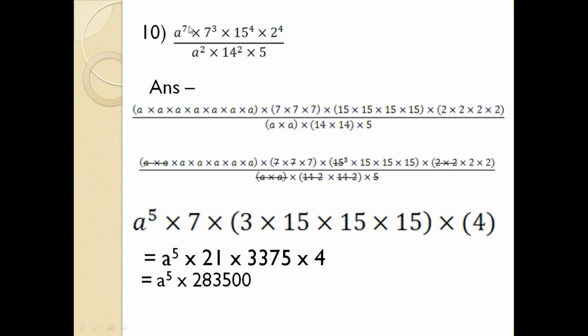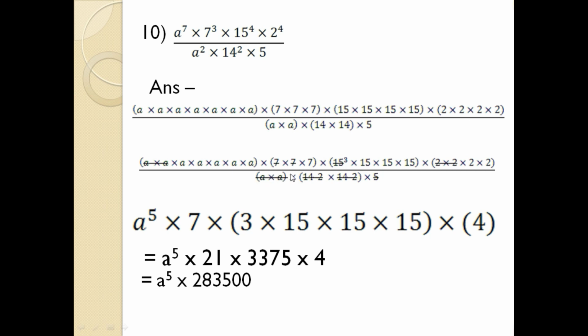Then here, a raised to 7 into 7 raised to 3 into 15 raised to 4 into 2 raised to 4, divided by a raised to 2 into 14 raised to 2 into 5. So what we have to do? We have to multiply this a 7 times. See, 1, 2, 3, 4, 5, 6, 7. So 7 times we have to take the a, then 3 times we have to take the 7, then 4 times 15, and then 4 times 2. Then here 2 times a, then 2 times 14, and then 5 on the denominator side.